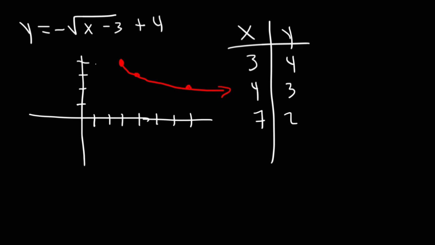So we can see that the highest y value is 4. This will keep on decreasing slowly, but it's going to keep on going down all the way to negative infinity. So the lowest y value is negative infinity, the highest is 4. And that will be it for this example.